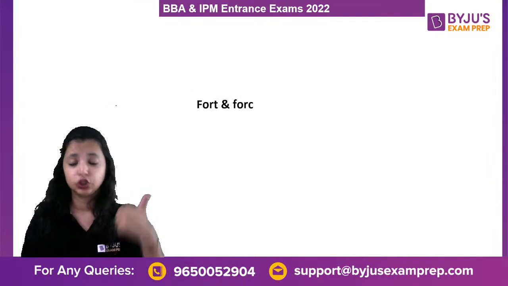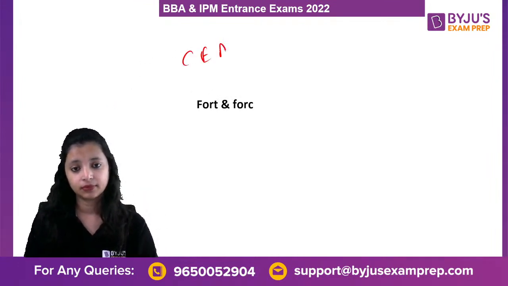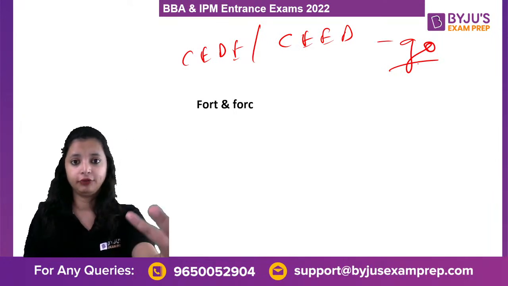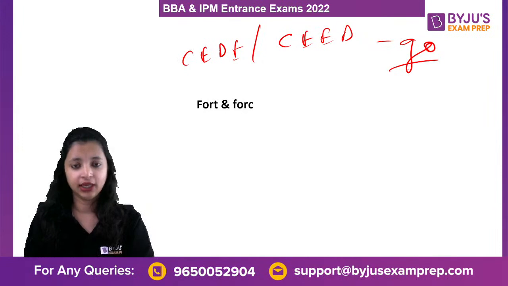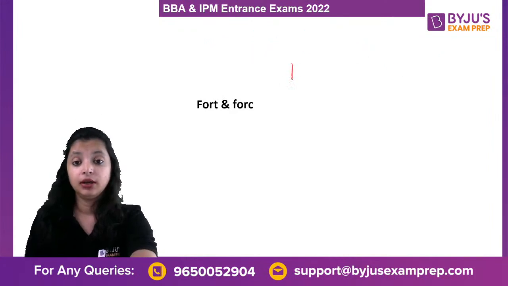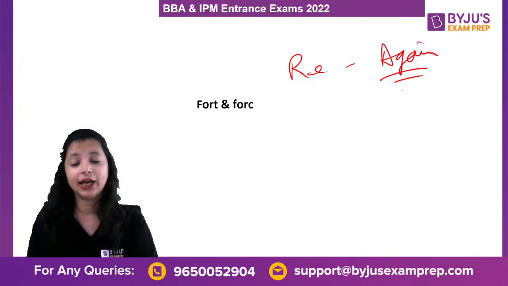Okay, now, those were the words we did with C-E-D-E and C-E-E-D, which meant go. So it could be go forward, go backward, anything, but it's movement. Okay, so proceed, precede, recede, all have different meanings. And then always remember re means again. So rewind, recede. Re is also a prefix which means again. Okay, I hope everyone gets it.